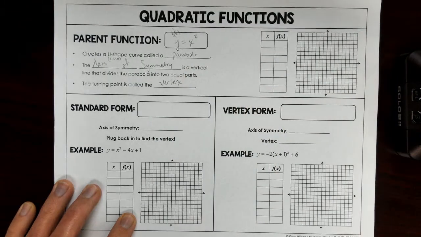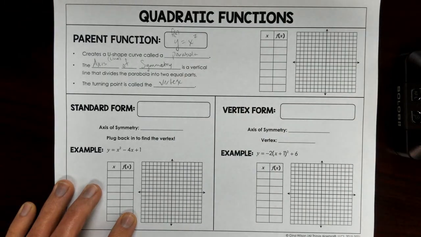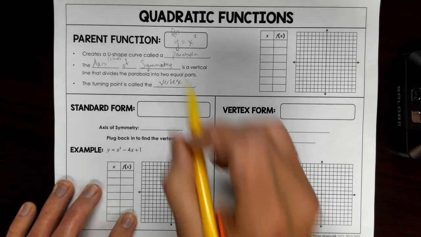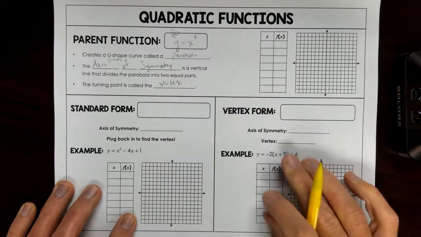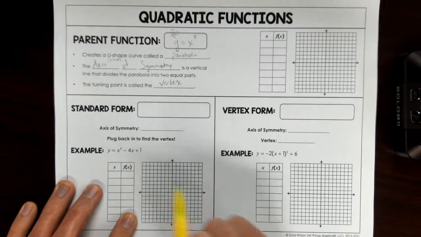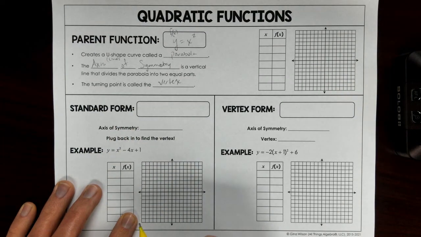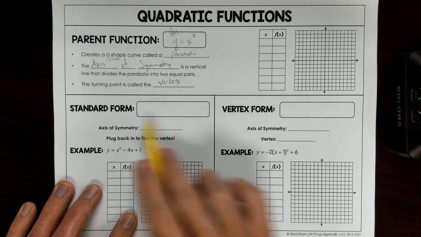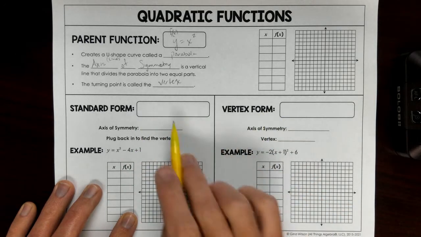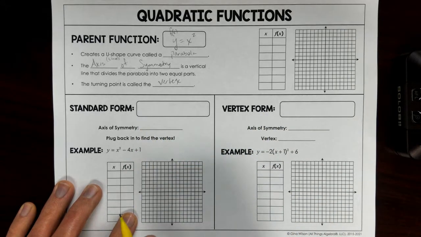So some key vocabulary that is associated with our quadratics. The axis of symmetry divides a parabola into two congruent parts, or two congruent halves. And then the vertex is the turning point, which is either the highest or the lowest point on the graph. Now we have two different forms when we're dealing with quadratics. We're going to talk about our standard form first.